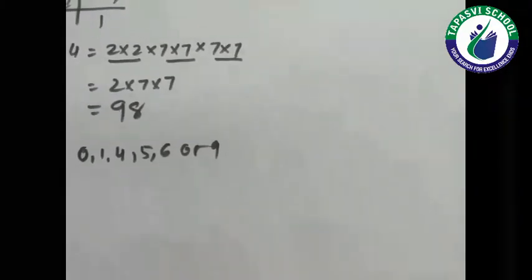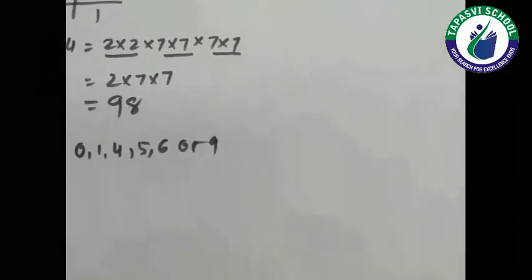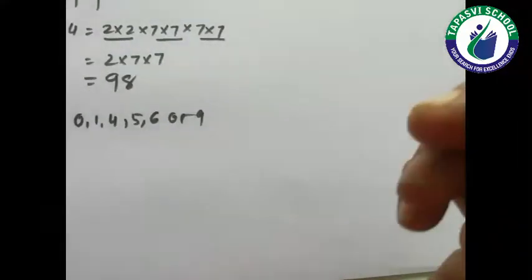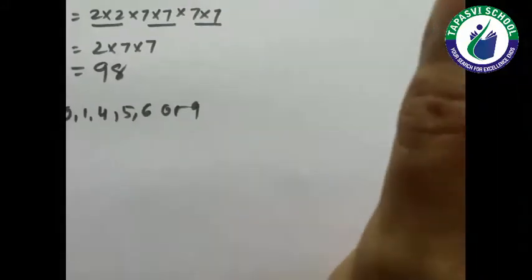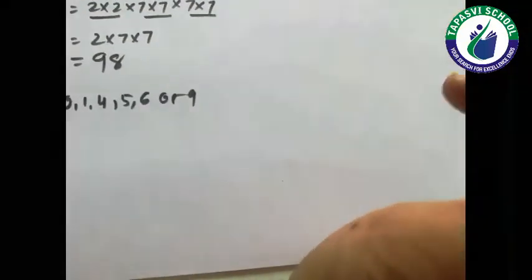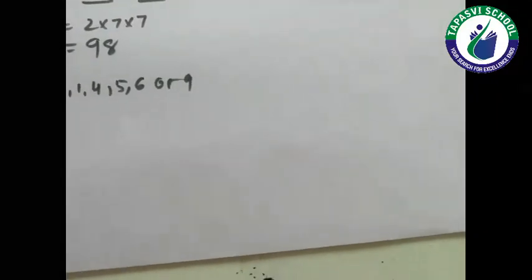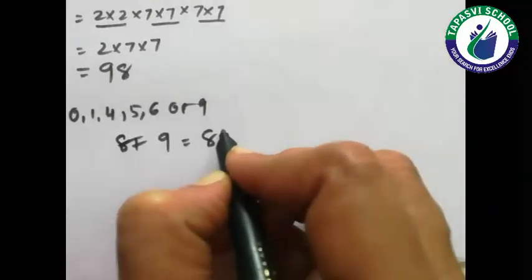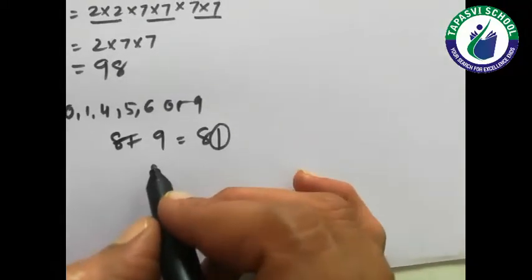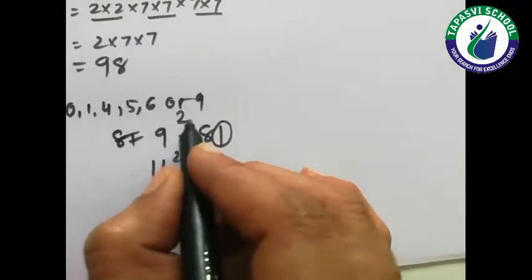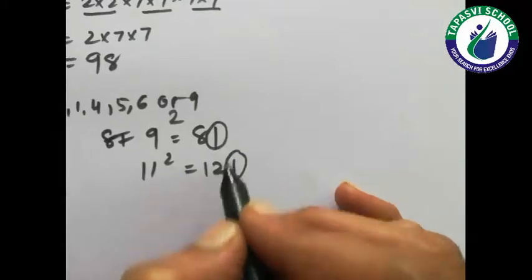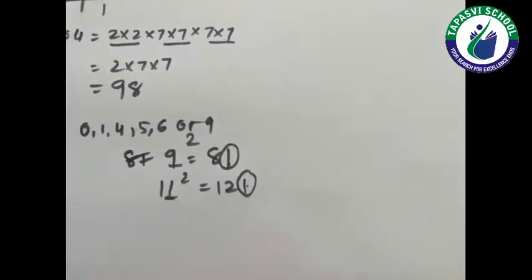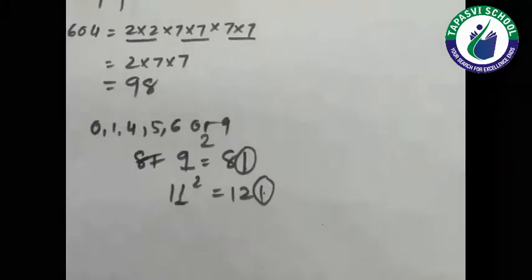Property number 2. If a number has 1 or 9 in the unit place, then its square ends in 1. If we have any number whose unit digit is 1 or 9, then its square also ends in 1. For example, 9 squared is 81, which ends in 1. Now I am taking 11 squared. It will be 121, so its end is also 1. So if the last digit is 9 or 1, then its square ends with 1 only. This is another property.